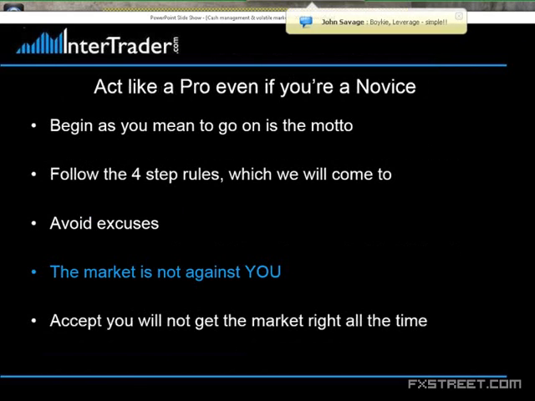The other thing I'd like to say about the cash management and the risk side of it: people think that's for other people. They think it's for professional traders. They think it's for somebody who's very mathematical. They think it's somebody else, but it's not. You've got to act like a pro even if you're a novice. It's as simple as that.